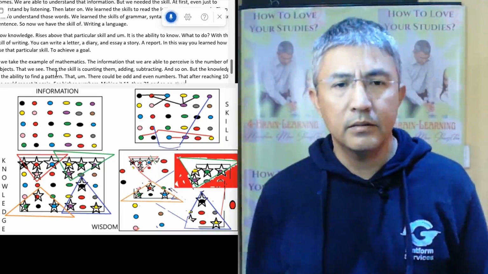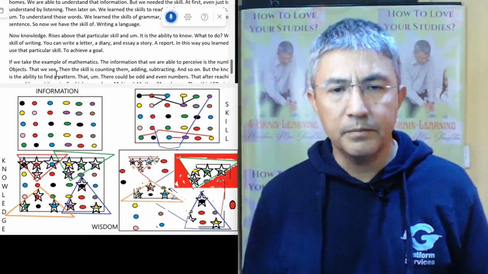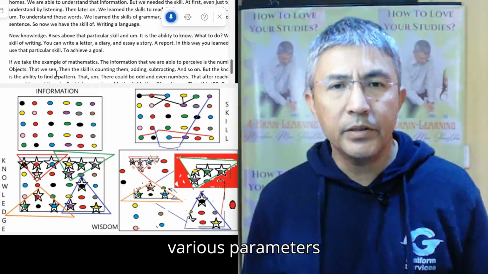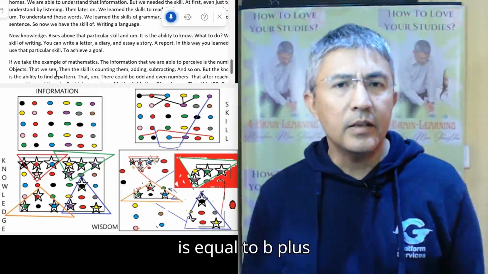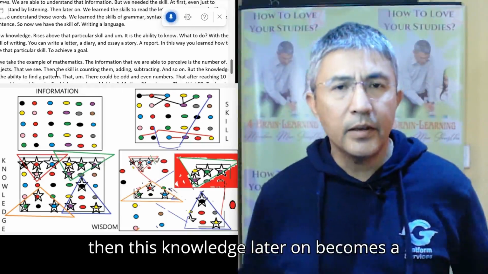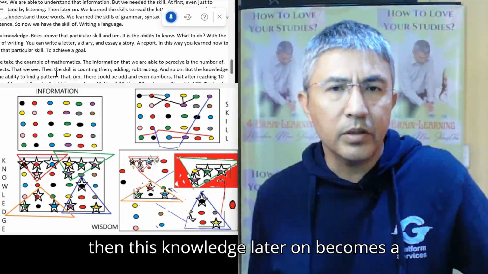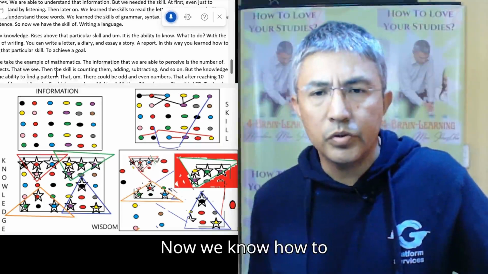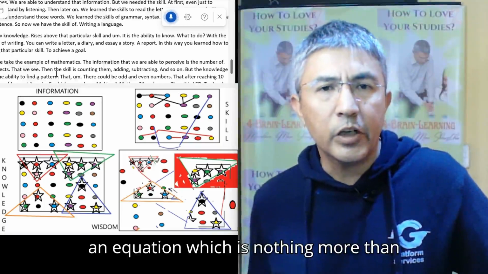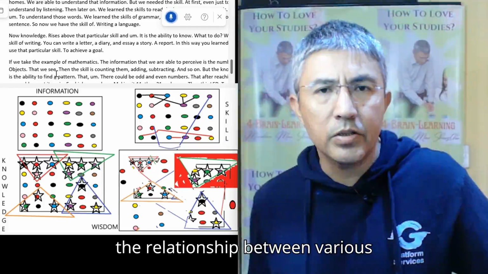Then this led to develop the knowledge of the relationships between various parameters, like a is equal to b plus 5. Then this knowledge later on becomes a skill. Now we know how to find out the value from an equation, which is nothing more than a relationship between various parameters.